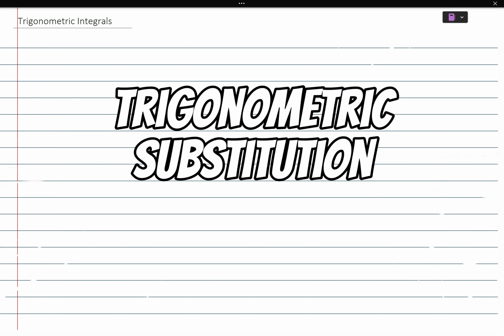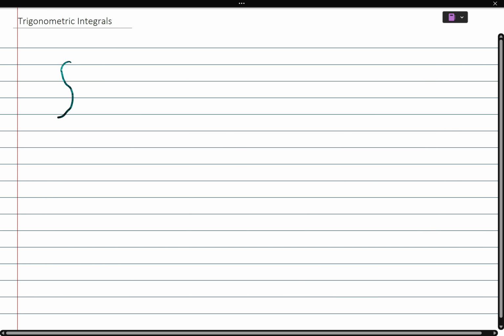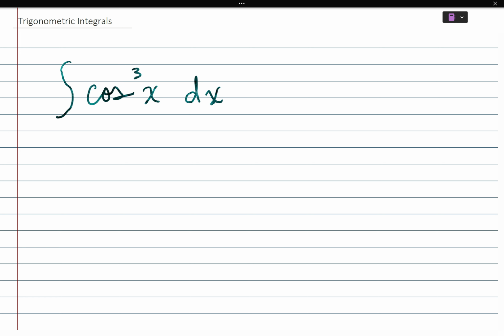Let's cover trigonometric integrals. We can use trigonometric identities to actually integrate certain combinations of trigonometric functions. So let's look at this example. Let's say we're told to evaluate the integral of cosine cubed x with respect to x. Okay, so we're looking at an integral with an odd power of cosine x.